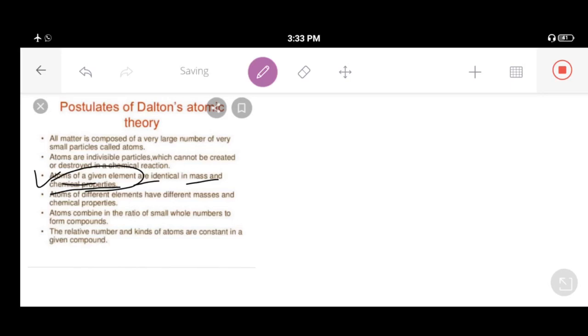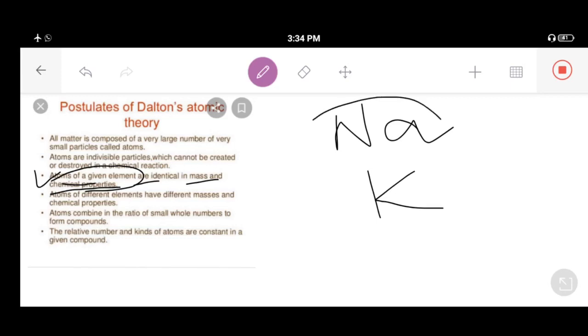Let's take an example of sodium, or another example, potassium. This sodium is wholly or solely made up of atoms of sodium. Sodium is made up of millions and trillions of sodium atoms. And what John Dalton is telling us in the third postulate is that atoms of a given element, this sodium being an element of the periodic table, are identical.